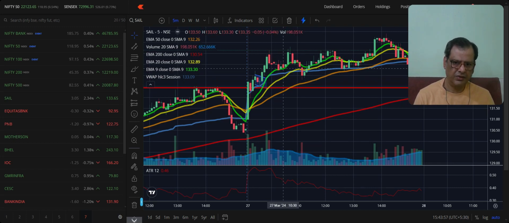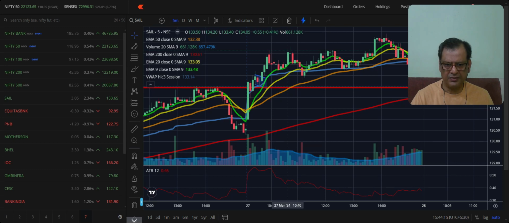133.65, 133.70, and this candle is closing at 134.05. So still you could have made 20-30 paisa. That's why I said quick scalp. And then you have an evening star here.